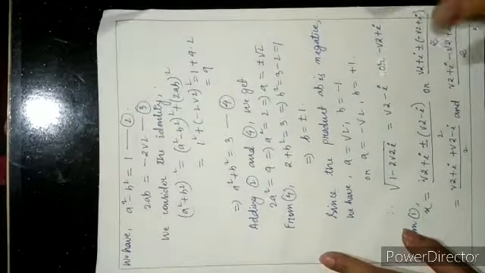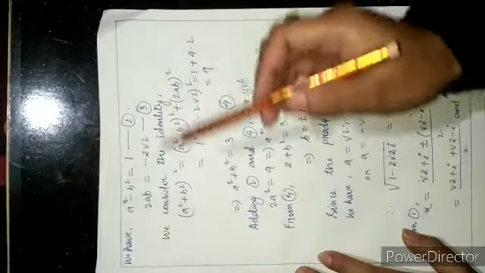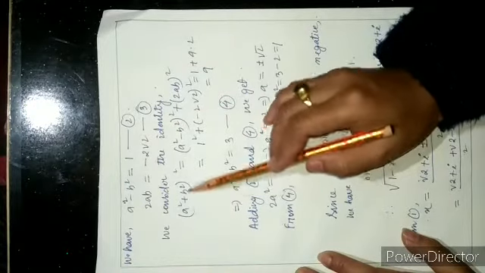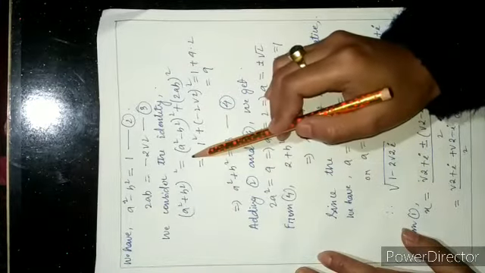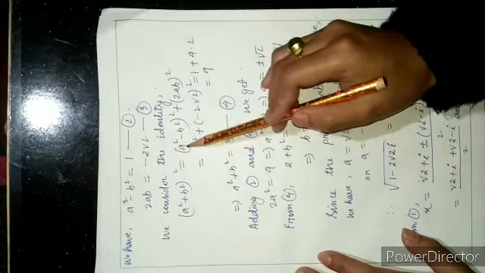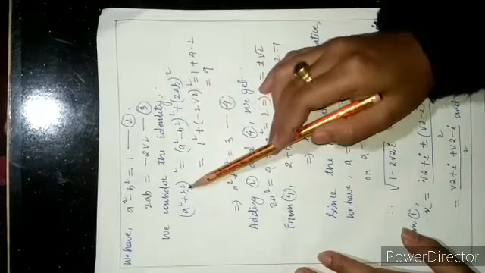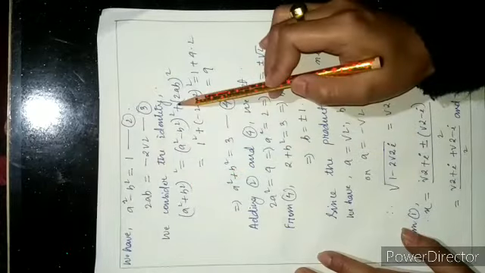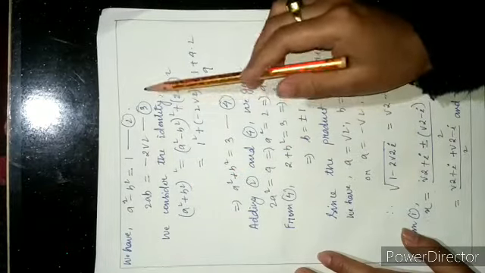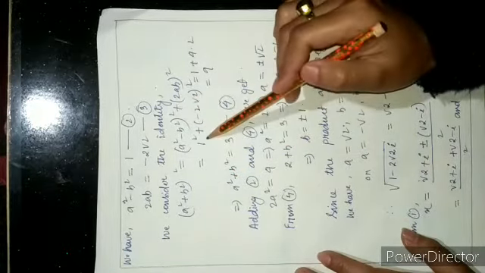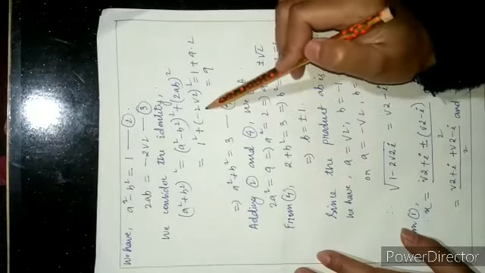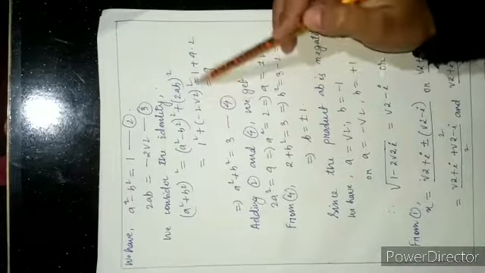Then we consider the identity. A square plus b square whole square is equal to a square minus b square whole square plus 2 times of ab whole square. From equation number 2 and 3, first term is equal to 1 square and this second term is equal to minus 2 root 2 whole square.